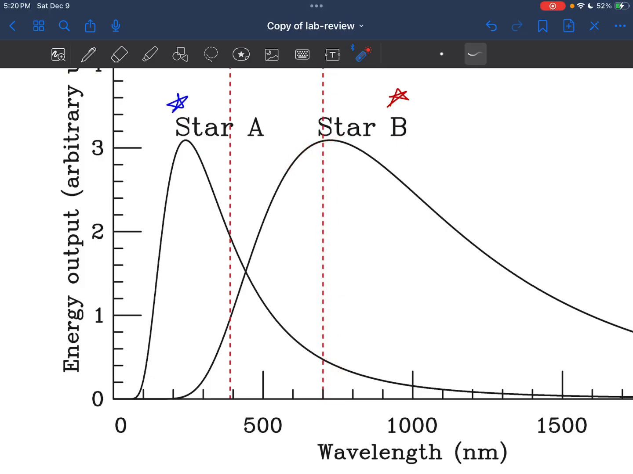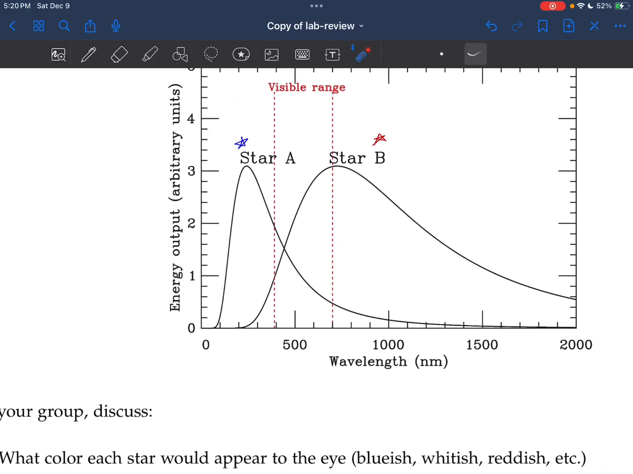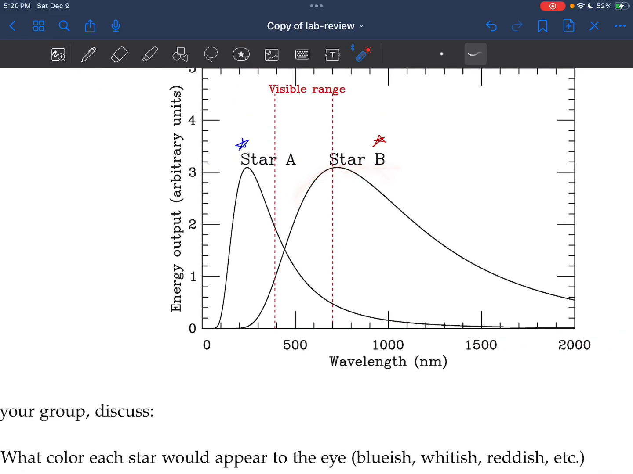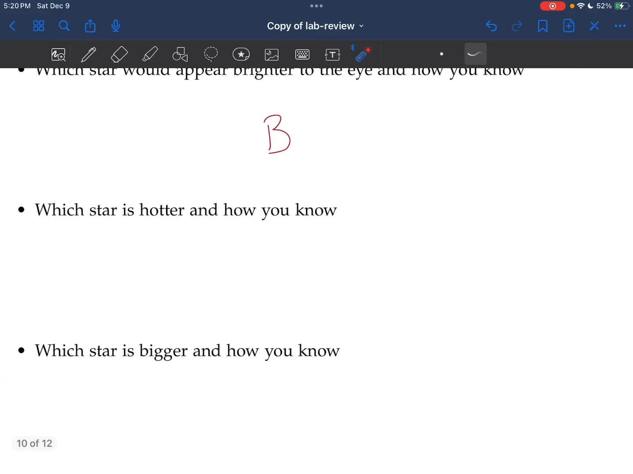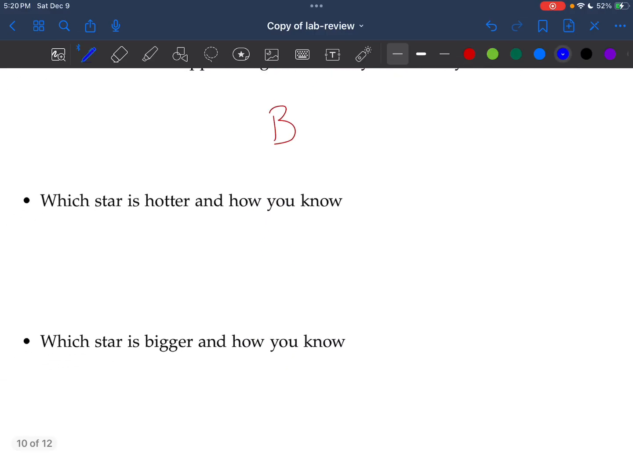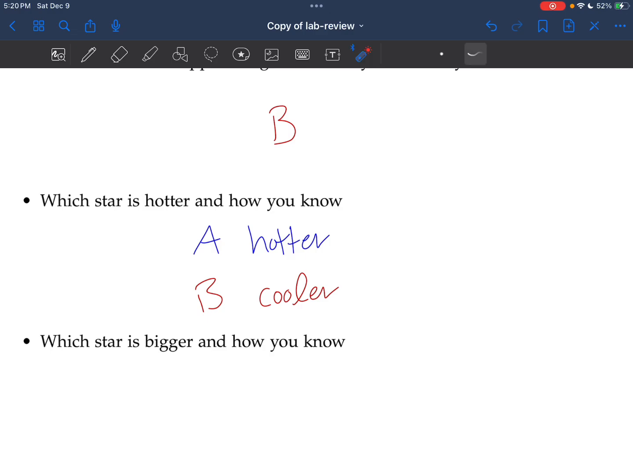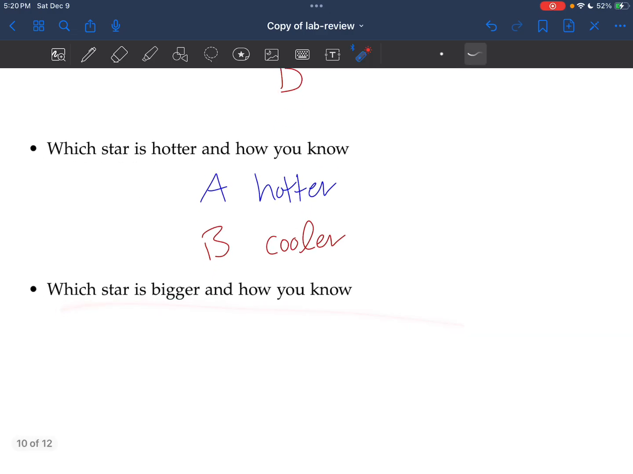Because star B has a peak wavelength that is shifted to the right, it's lower energy, it's a longer wavelength. Star B will be cooler, and star A will be hotter. So we'll say A is hotter, and B is cooler.